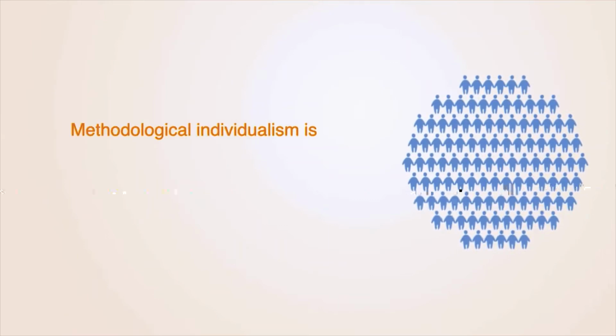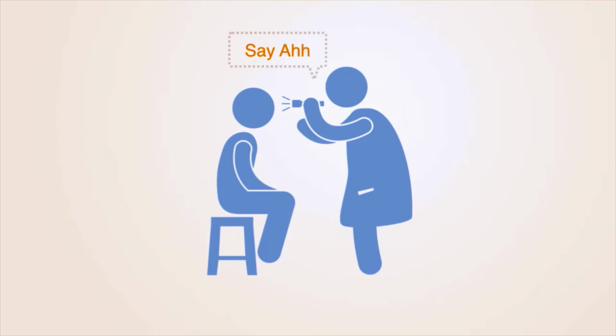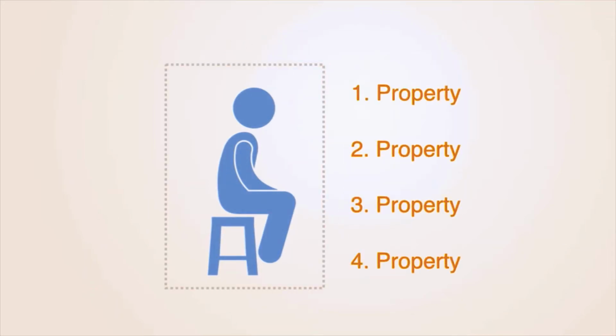Methodological individualism is the requirement that causal accounts of social phenomena explain how they result from the motives and actions of the individual agents. It considers that the only thing in the social world that is real are the things that we can touch and see, which is individual human beings. This is the materialistic and atomistic nature to the Newtonian paradigm. All phenomena have to be traced back to some discrete, tangible entity that can be defined in isolation and described in terms of a set of properties.